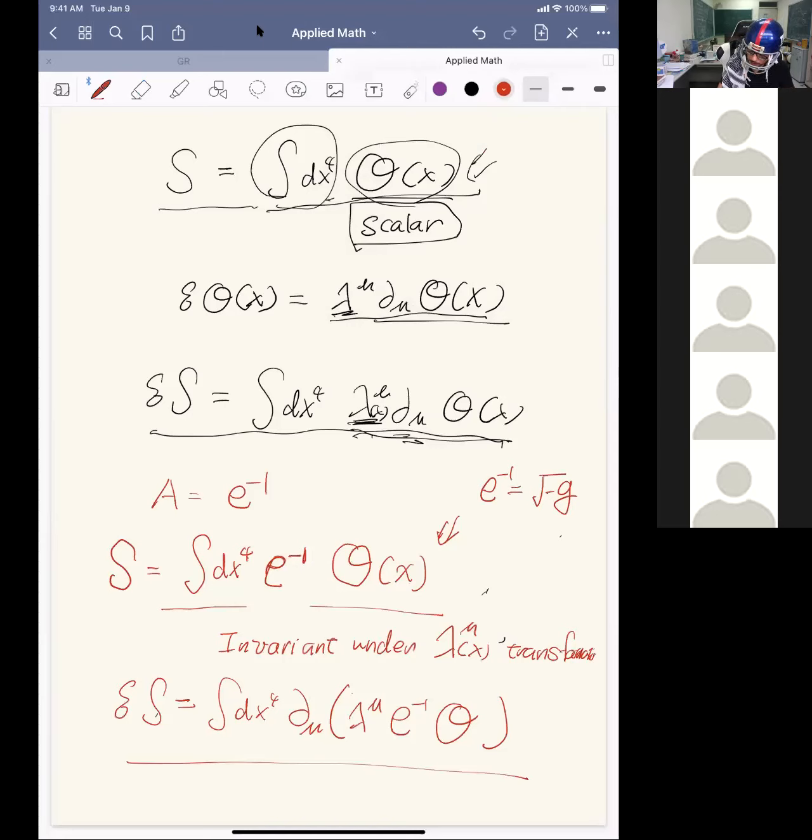Okay, because remember, what is G mu nu? G mu nu is just E mu A E nu B eta A B, right? So if you take the determinant of G mu nu, you're going to get the product of determinants of these E's, where notice that these E's are inverse Vierbeins. And therefore the square root is just going to give you the determinant of the inverse Vierbein itself, which is why you get the E to the minus 1.